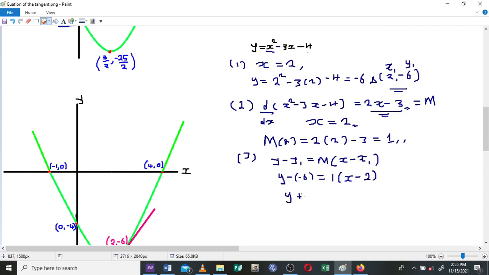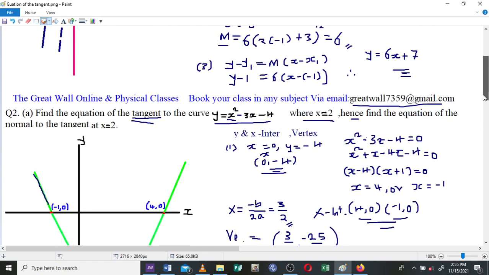So we have positive 6 is equal to x minus 2, and that gives you the equation of the tangent which you are looking for to be x minus 8. That's x minus 8 as the equation of the tangent you are looking for. Now, read through your question again.